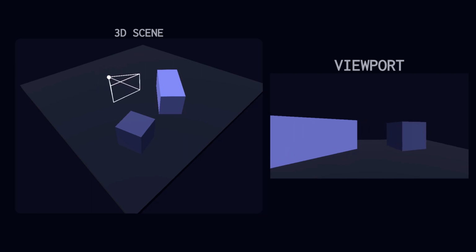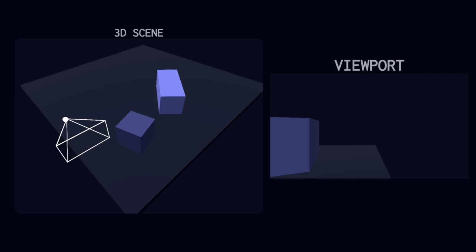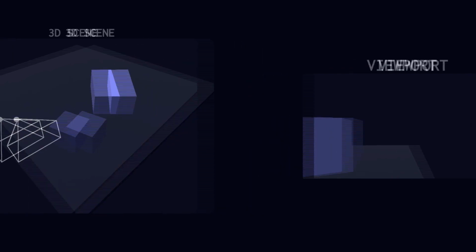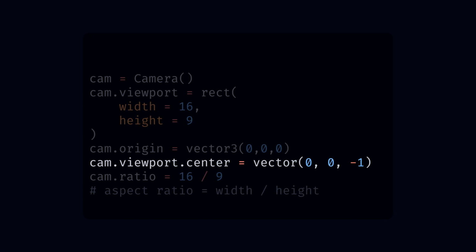That point camera origin is vital since it defines the position in 3D world of the camera, and that's why it is called the camera origin. Again, all the rays will start from this point. The viewport center should be 1 unit in front of the camera origin. Now get those two concepts and finish up the camera. It has a vector 3 origin and a rectangle viewport.